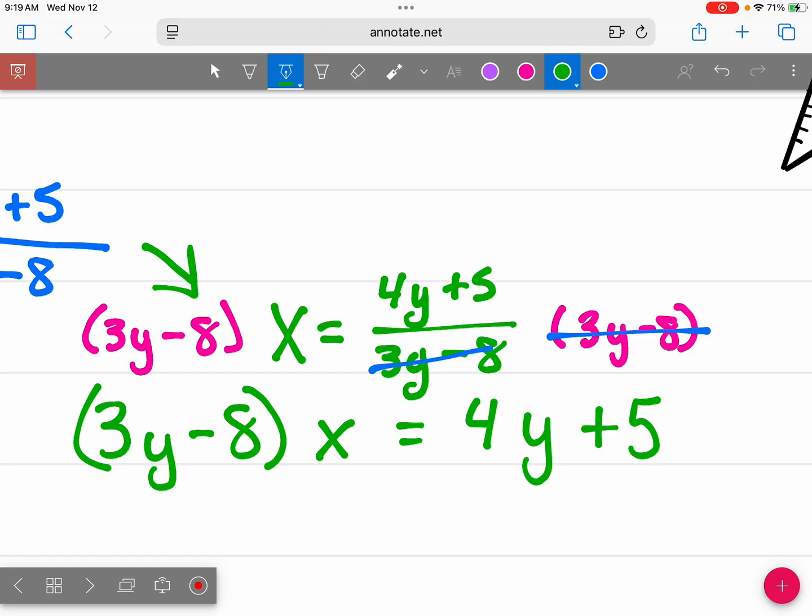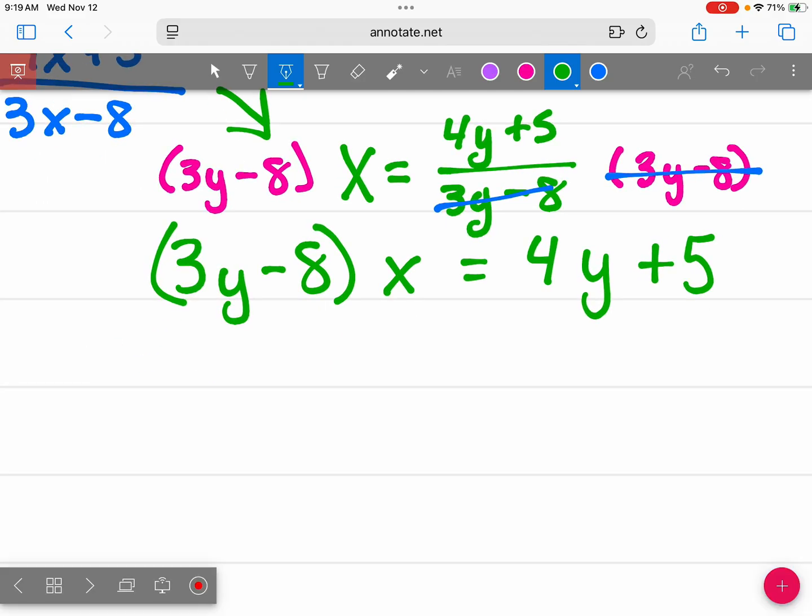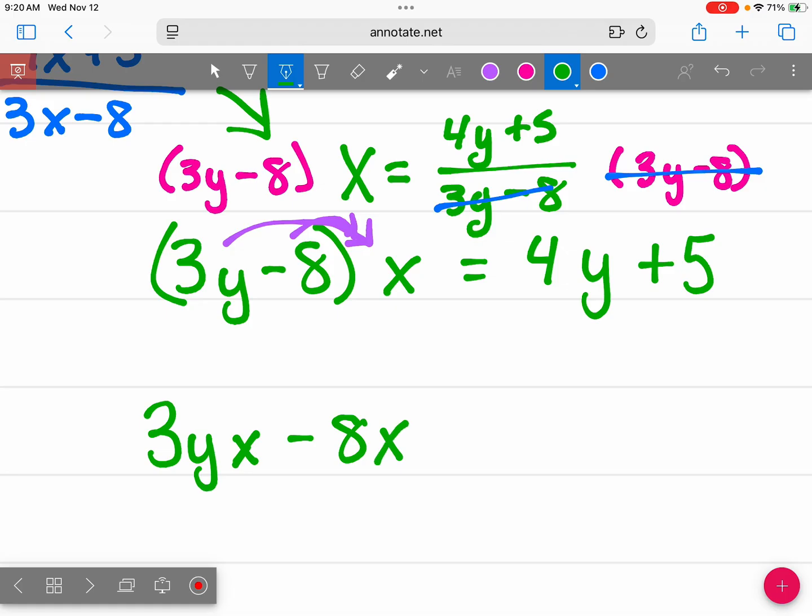What should we do next? We're going to need to get rid of these parentheses over here. So I need to multiply my 3y minus 8 times the x. I want to be able to have just terms with y's on this side and everything else on the other side of my equal sign. I want to have just things with y on the left. So we're going to start by distributing out this statement. So we're going to have our 3yx minus 8x equals 4y plus 5.